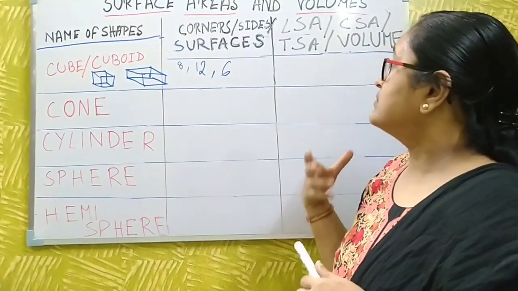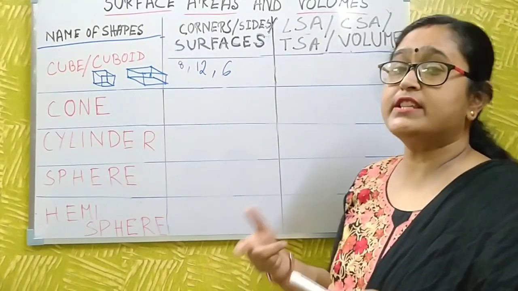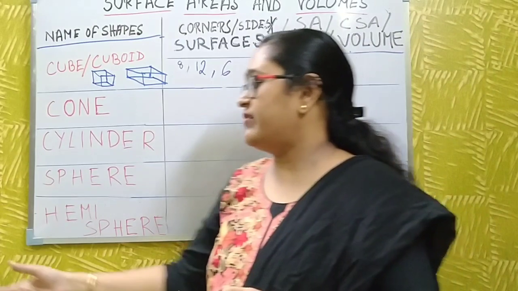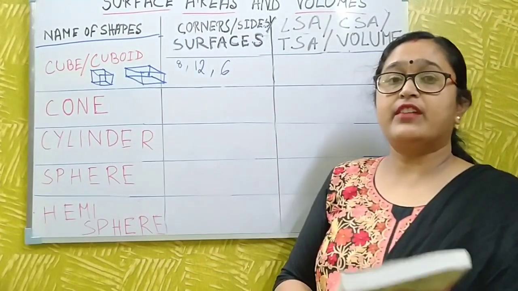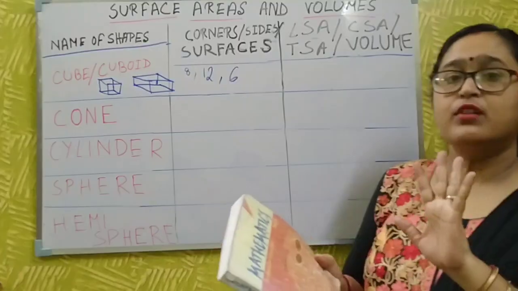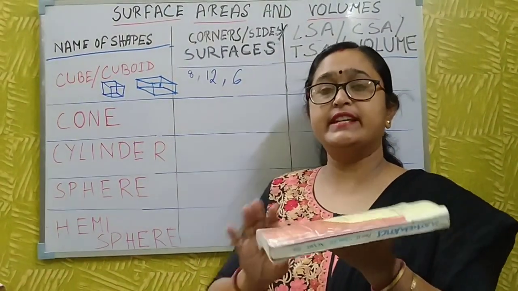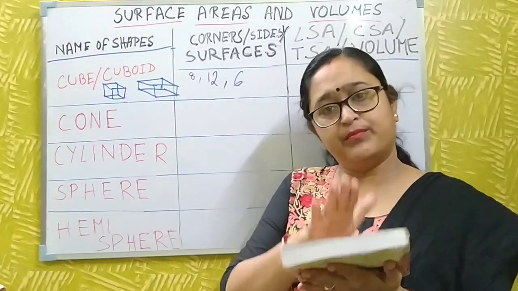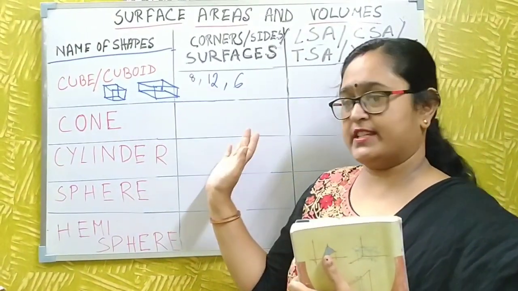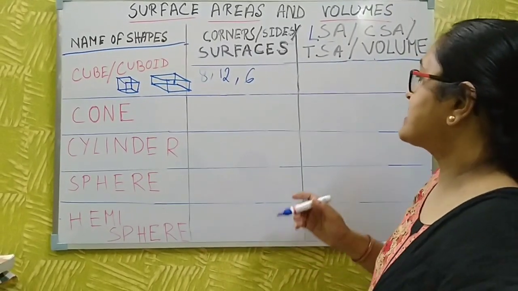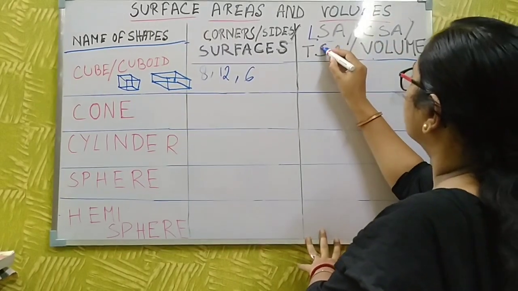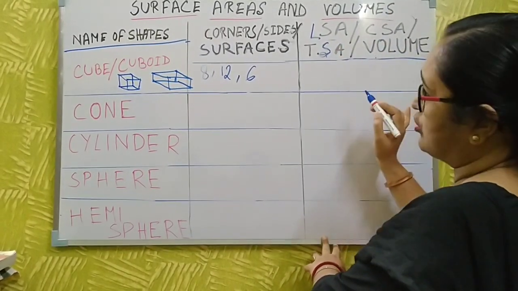Now the discussion is whether the surfaces are plane or curved. A curved surface means a surface which can roll. A plane surface is a surface on which you can hold things properly. This is called a plane surface. Cube and cuboid have 6 plane surfaces. Now I discuss the lateral surface area or curved surface area, total surface area and volume.